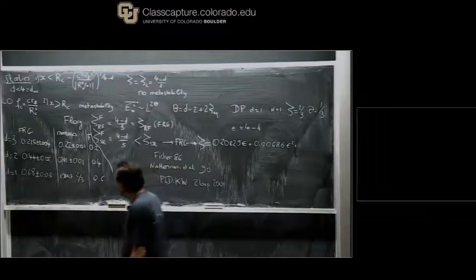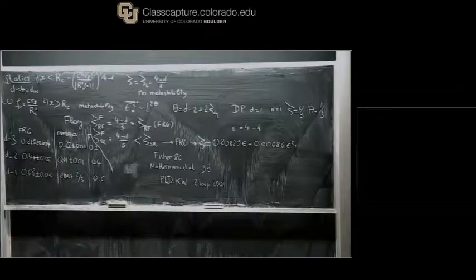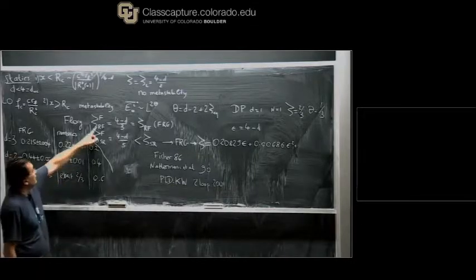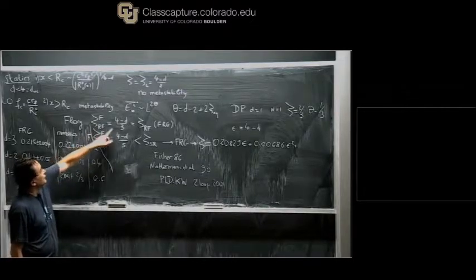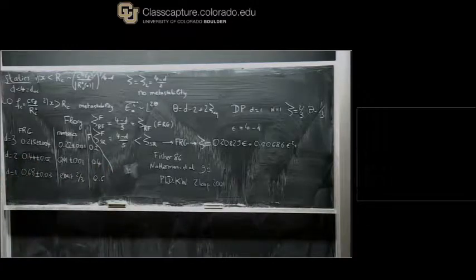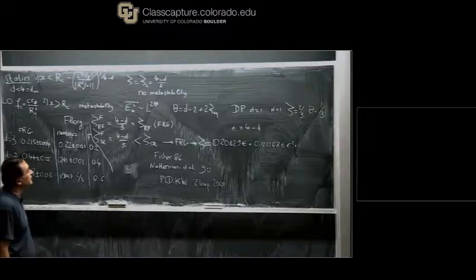To find these exponents in general is more difficult, but there is this simple Flory argument, which I showed you last time, where F here means Flory. For random field disorder, it predicts 4 minus d over 3, which is actually the exact value, which is also obtained by functional renormalization group. So it's believed to be exact.